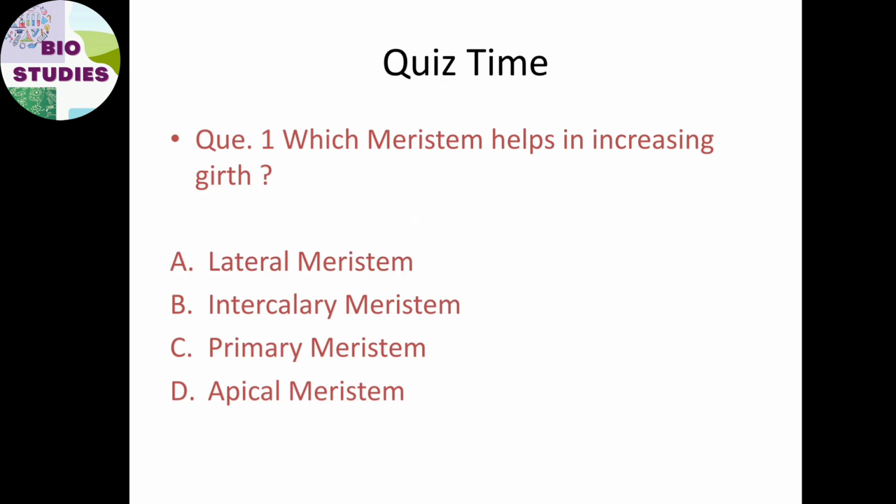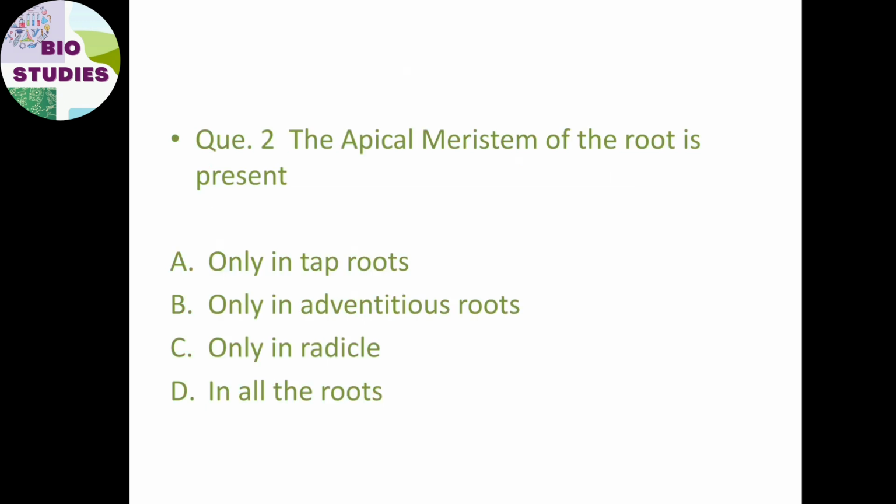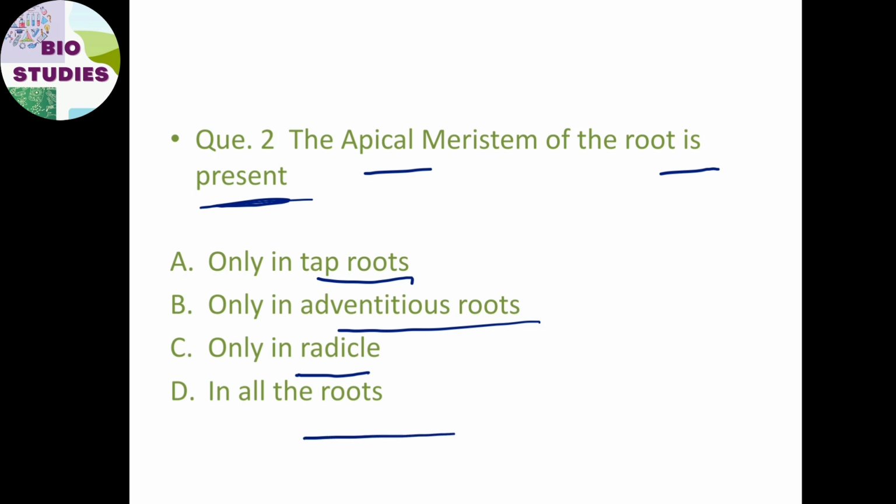Okay, here it's quiz time guys. So the first question is, which meristem helps in increasing girth? It's a question for you. You pause the video for maximum 2 to 3 seconds. It's a very easy question. Which meristem helps in increasing girth? So the answer is very easy, lateral meristem, right? Okay, next question. Pause the video and answer it. The apical meristem of the root is present only in tap roots, only in adventitious root, only in radicle, or in all the roots? Fast. The answer is in all the roots, right?